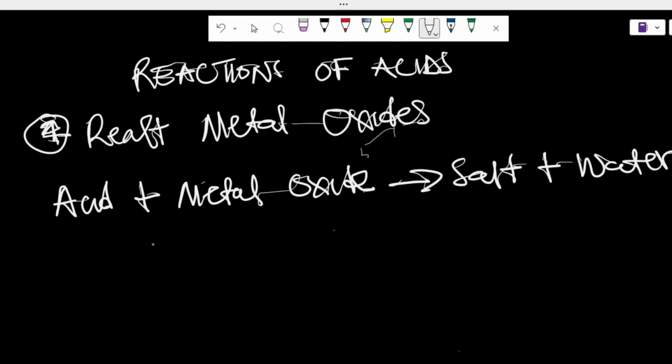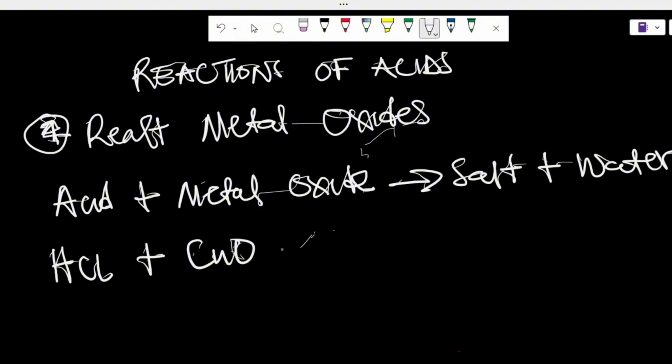So an example of this would be, let's just use hydrochloric acid again, and then we are going to use copper oxide as our metal oxide. Because remember, metal oxides are metals after they react with oxygen. So they form what we call metal oxides. So in this case, copper reacted with oxygen to produce copper oxide.